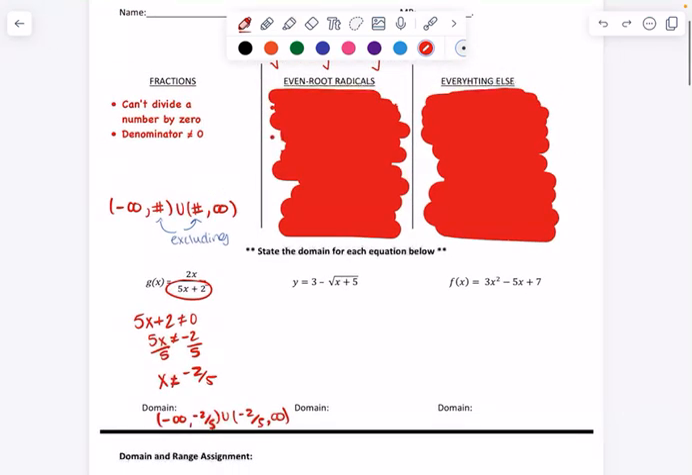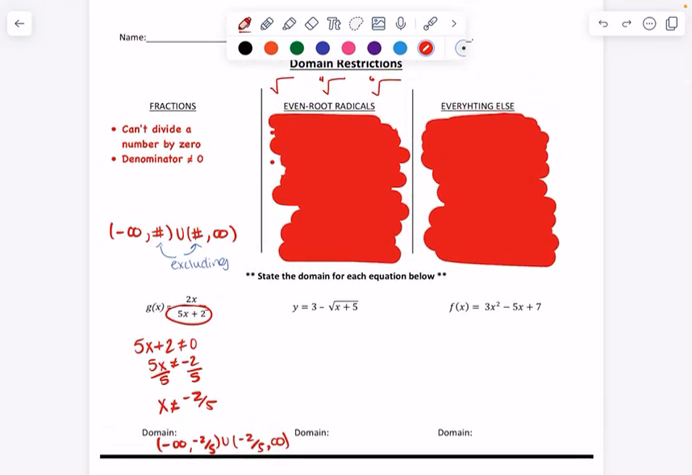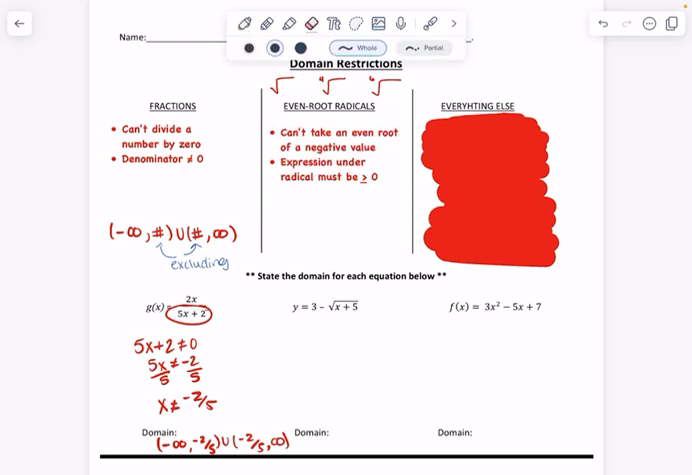Okay, so then your even root radicals. So that's your square root, your fourth root, your sixth roots. We don't want to incorporate our imaginary values here, so we don't want to take an even root of a negative value. So the expression under the radical should be greater than or equal to 0. And we did kind of talk about this with the graphs, like with the shifts.